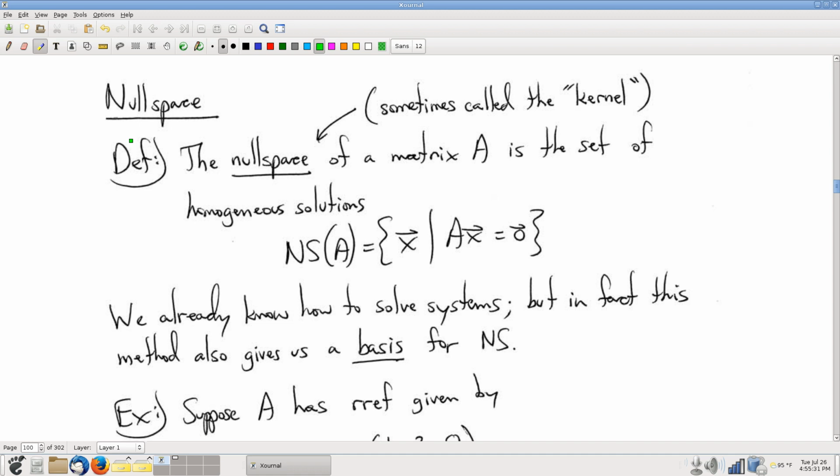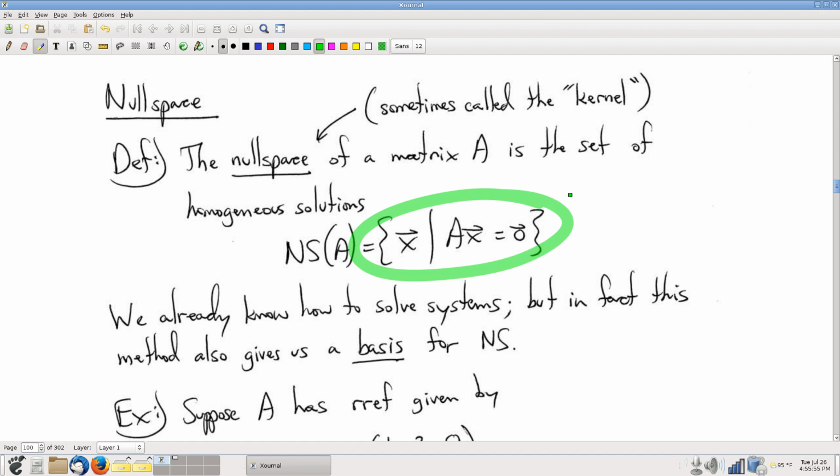It's going to turn out that there is a very interesting collection of relationships between the dimensions of these various spaces. So first one, null space. The null space of a matrix is an old familiar idea. It's the set of homogeneous solutions. This is really a very old idea. We saw this back in chapter 1, collection of homogeneous solutions.